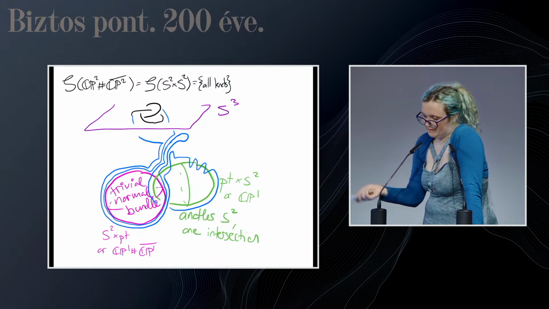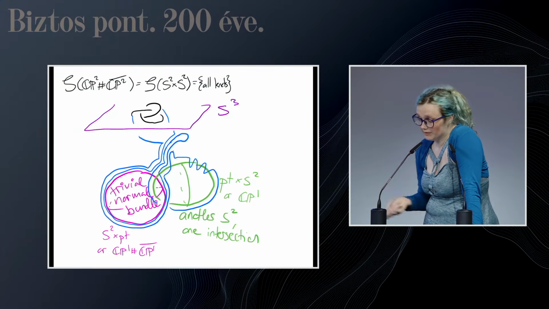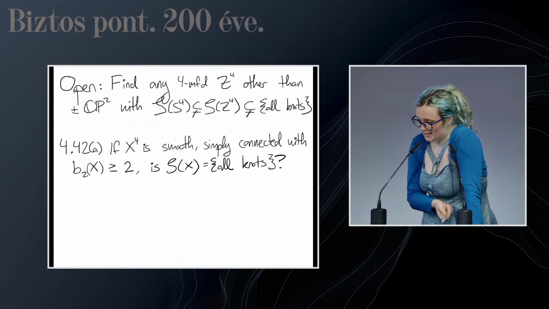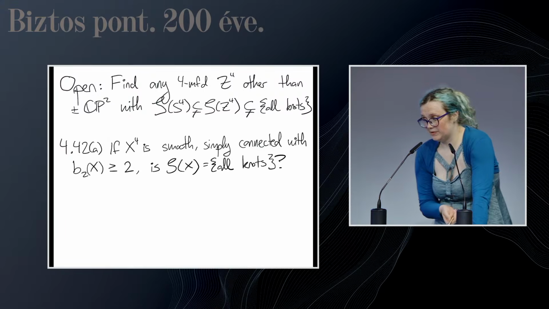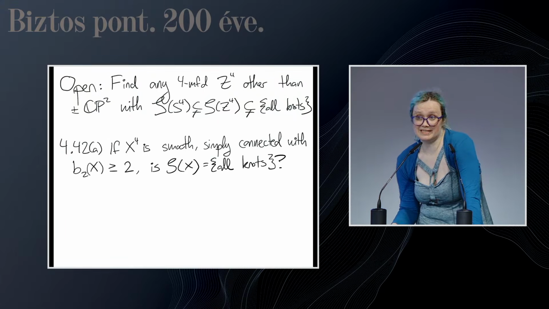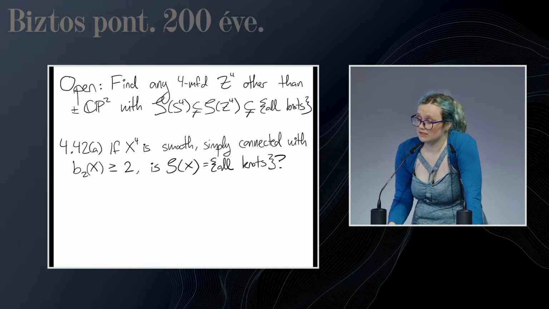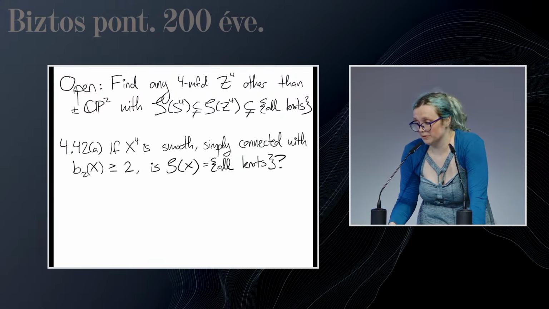But this is very specific to this setting. I don't usually expect to have a bunch of spheres floating around my manifold. So some open problems include finding any four-manifold other than CP2 or CP2 bar where sliceness is interesting, by which I mean it's not literally everything, but it's also more than just S4. We actually don't know any other example, for sure, other than CP2.